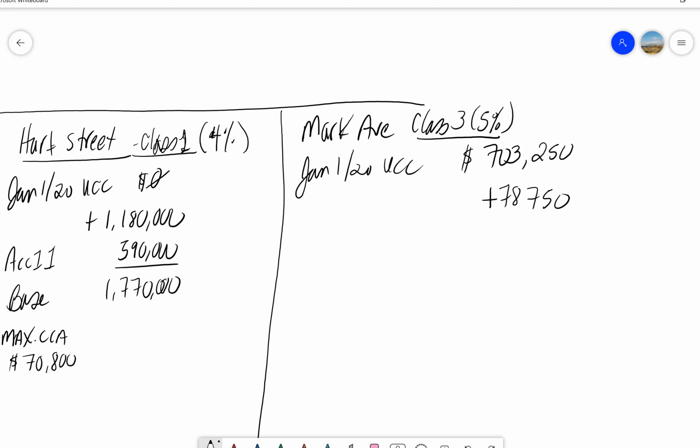Now, that addition that we made, we have to add it to this class, $78,750. Now remember, the accelerated investment incentive also applies, but it only applies to the net addition. So it is only going to apply to the $78,750. So we add 50%, which is $39,375. And this is going to give us our CCA base.